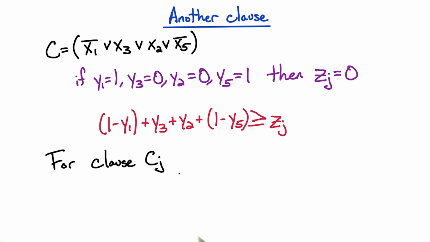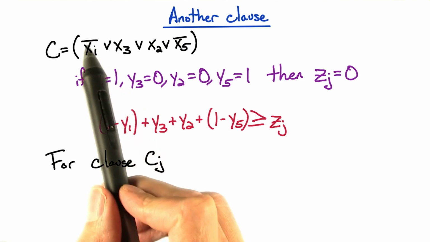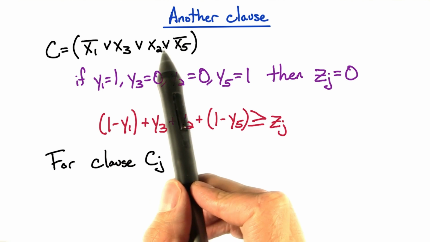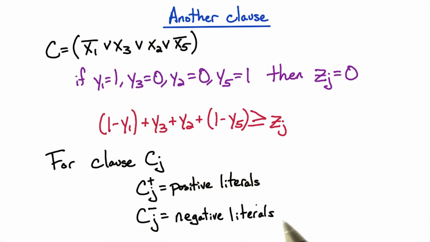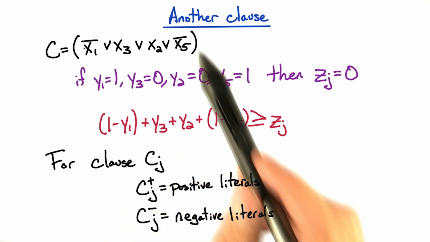And in general, for clause cj, we have to consider which literals are in positive form and which literals are in negative form. So let's use cj superscript plus and cj superscript minus. Cj plus will of course be the positive literals in the jth clause. In this case it's x2 and x3. And cj minus will be the negative literals. In this case x1 and x5.